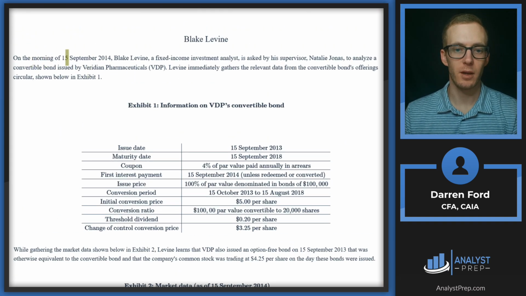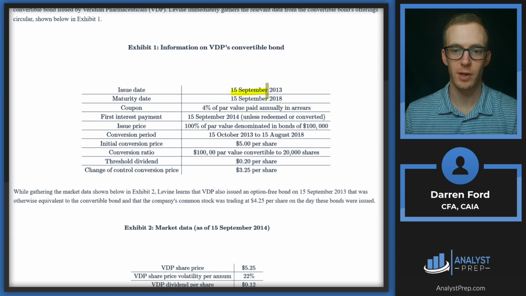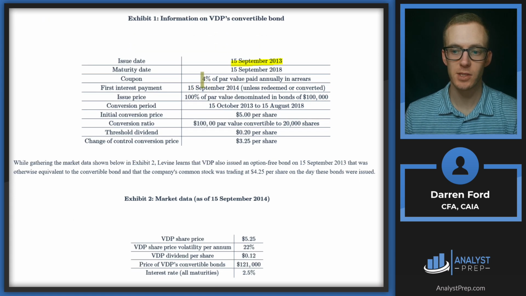All right, so on the morning of 15th September 2014, Blake Levine, a fixed income investment analyst, is asked by his supervisor, Natalie Jonas, to analyze a convertible bond issued by Viridian Pharmaceuticals. Levine immediately gathers the relevant data from the convertible bond's offering circular shown below in Exhibit 1. So we've got issue date and maturity date, so it's a 5-year bond, and we have 4 years left to maturity since it was issued exactly 1 year ago. And then the coupon, which is going to be important for calculating the value of the straight bond. We're getting a 4% coupon.